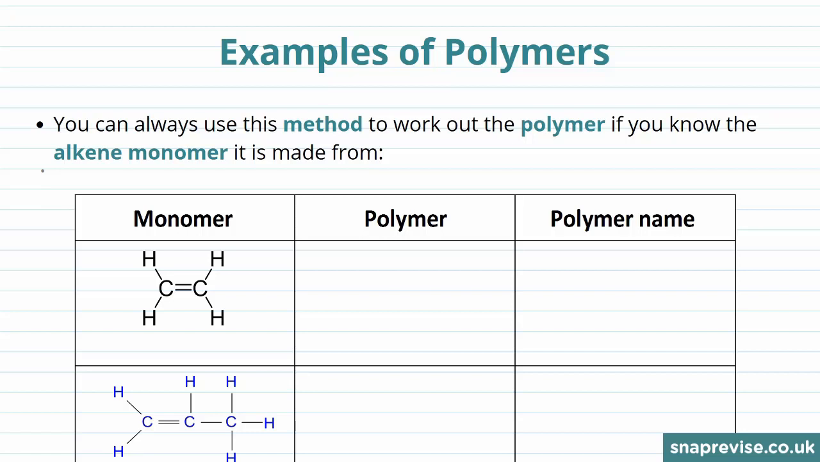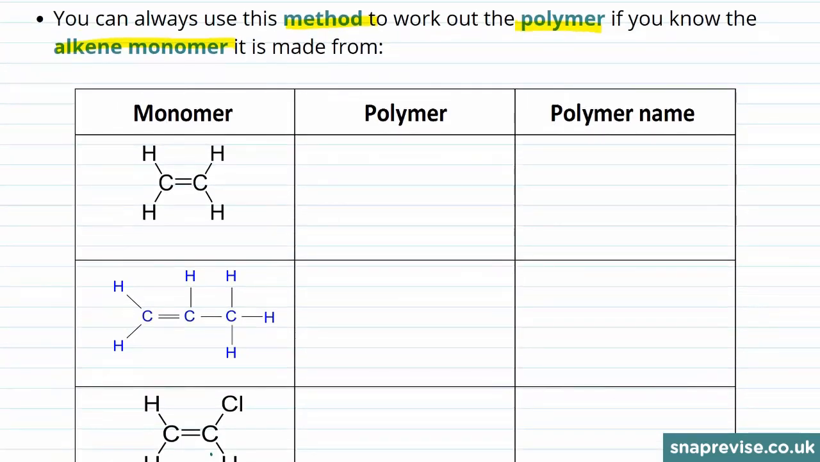Going to look at some more examples of the polymers that are formed in this way, and we're going to use the method of drawing out the displayed formula based on the monomer in order to work out what these polymers look like. So in this table we have the alkene monomer, the polymer that's formed, and then we're going to look at naming polymers. We looked at the first example in the first half of the video, and the monomer in this case is the simplest alkene, ethene, which is made up of two carbons joined together by a double bond, where each carbon is also single bonded to two hydrogens.